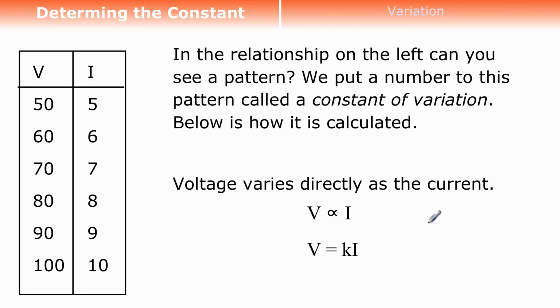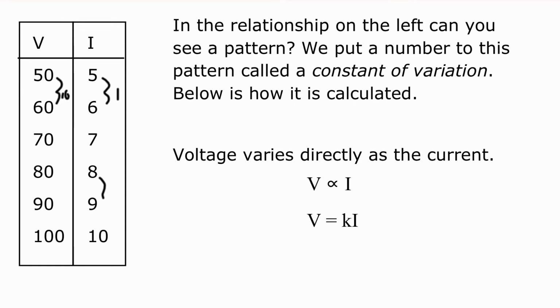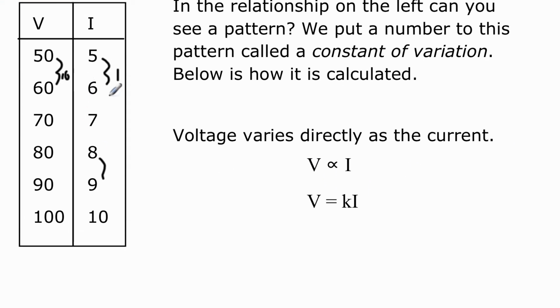Now, there's got to be some kind of pattern between those. I see that this one goes up and this one goes up, but is there an amount that it goes up for every one of these? It seems like this one goes up 1 for every 10 that the other goes up. So 8 here, if that goes up by 1, it looks like this one goes up by 10 as well. So there's some kind of pattern. Mathematically, we can identify that pattern using a few little tricks. That pattern is called the constant of variation.